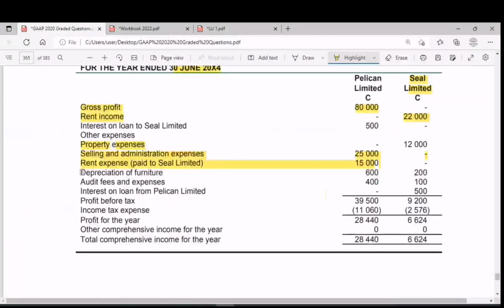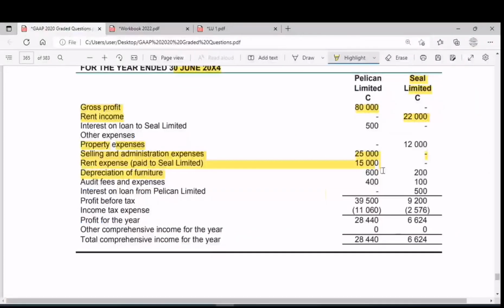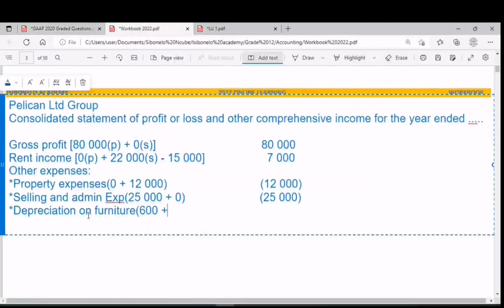So siyameqa size ku depreciation of furniture. So depreciation on furniture. So athini ama balances wethu at depreciation. So depreciation 600 plus 200. So it's 600 plus 200 okusinikeza 800. So this gives us 800.